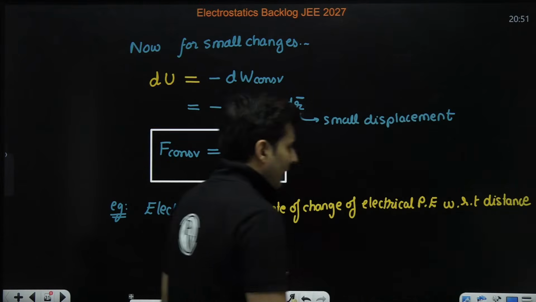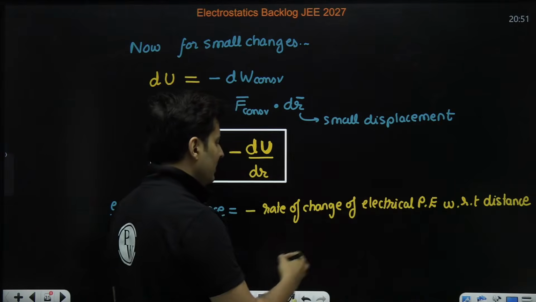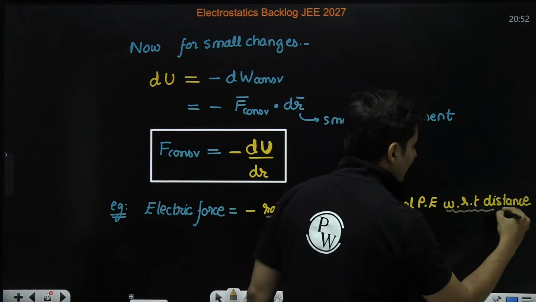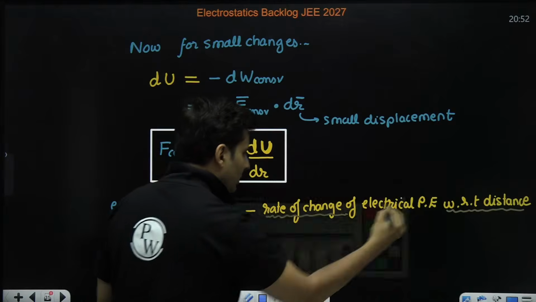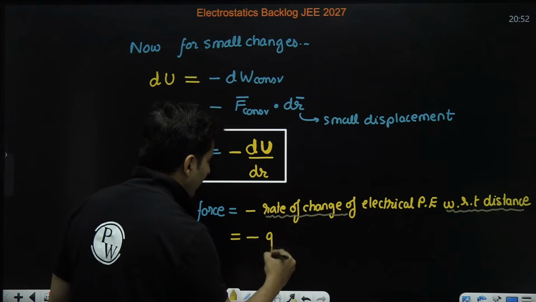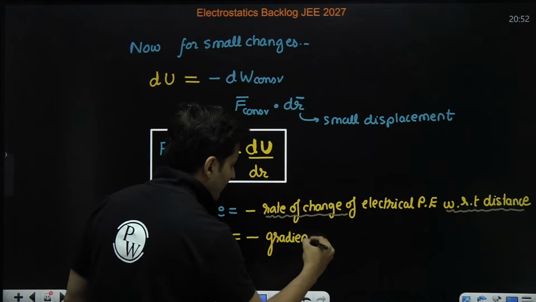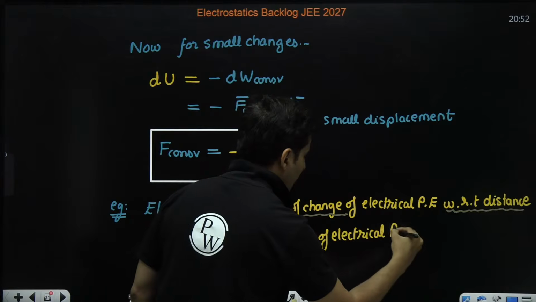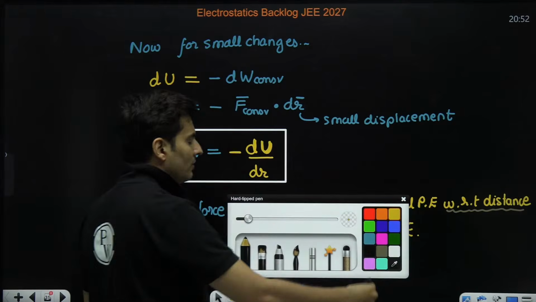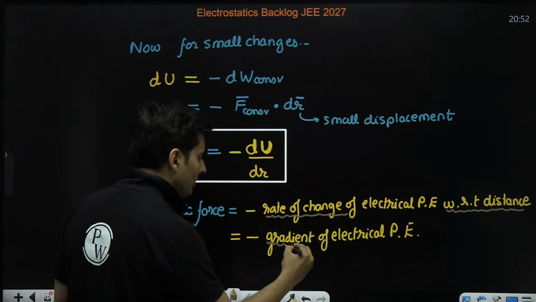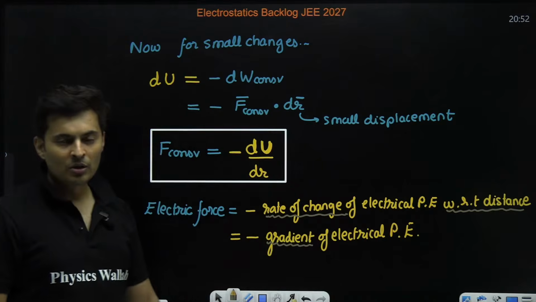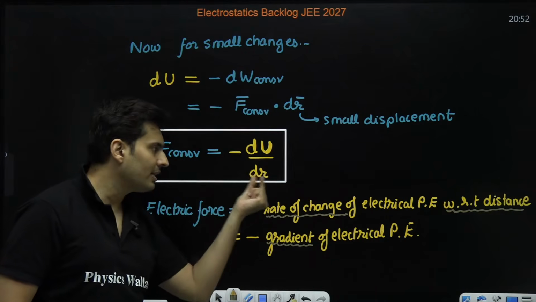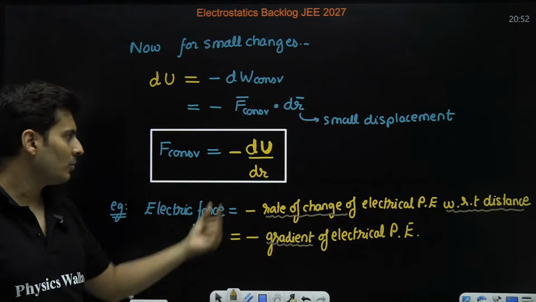Now what happens is, usually you don't like to write this big statement. Whenever rate of change of some quantity is there with respect to distance, the substitute phrase for that is gradient. So it is the gradient of electrical potential energy. Instead of saying rate of change with respect to distance, you use the word gradient. It is the same thing. So you might hear the word gradient. Whenever gradient is there, it is always a derivative with respect to some displacement quantity or position quantity.